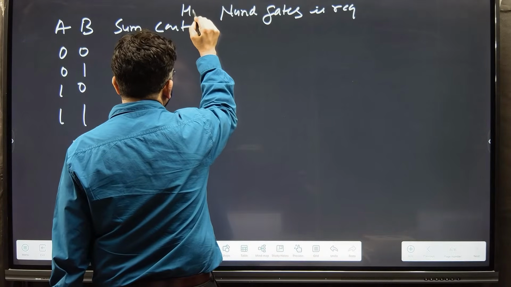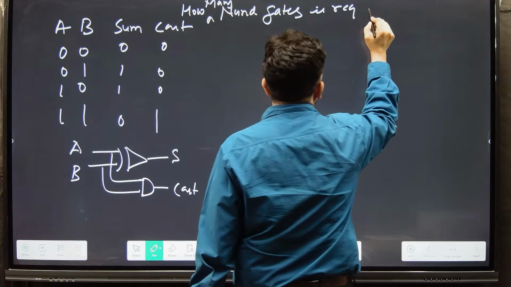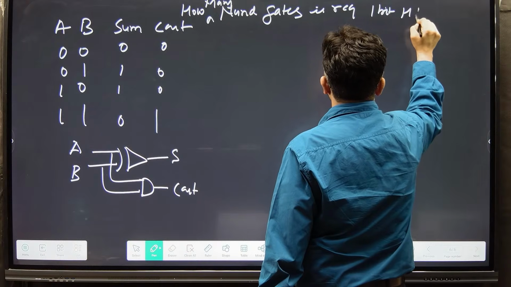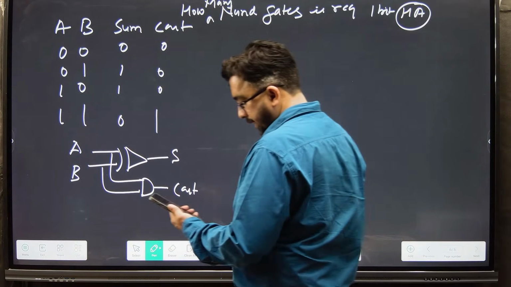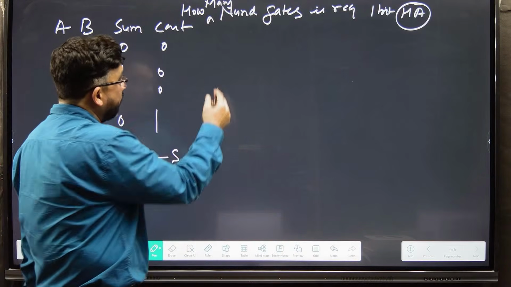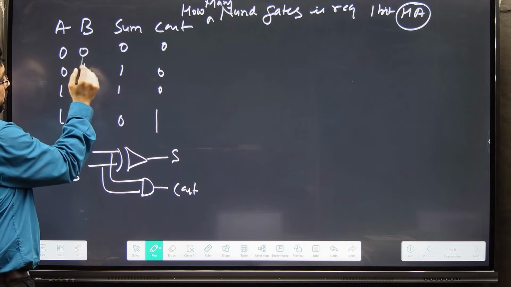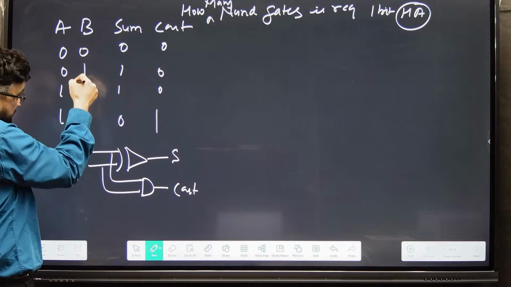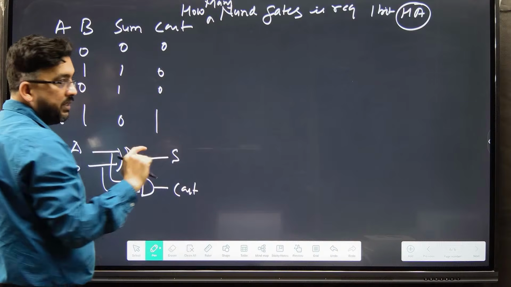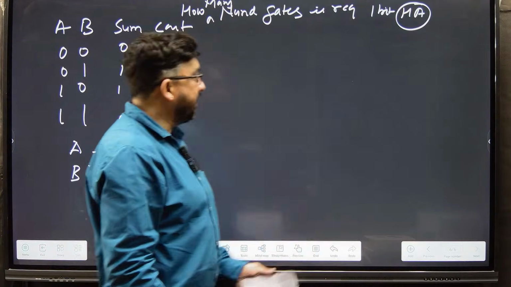How many NAND gates are required to implement a 1 bit half adder? Any idea? How many NAND gates are required to make a 1 bit half adder? Why am I calling it 1 bit? Because this is a single bit, right? This A is a single bit and B is a single bit. That is why I am calling it 1 bit. Come on, tell me. 5 NAND gates.